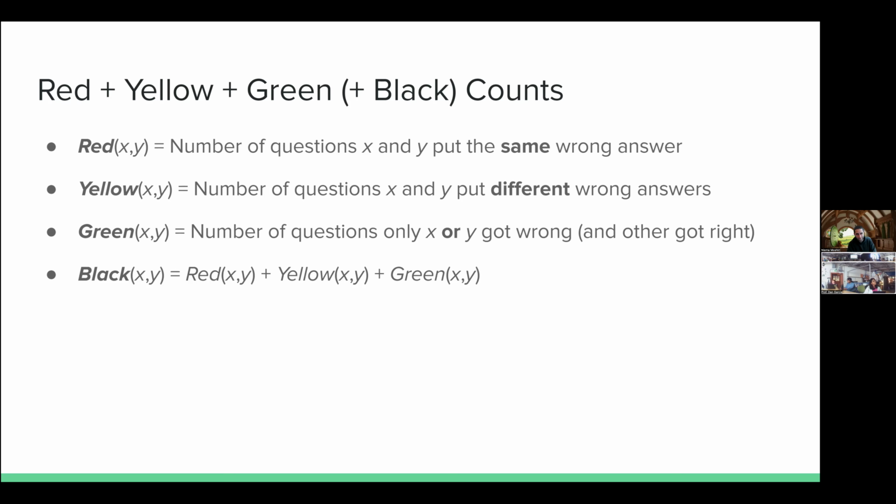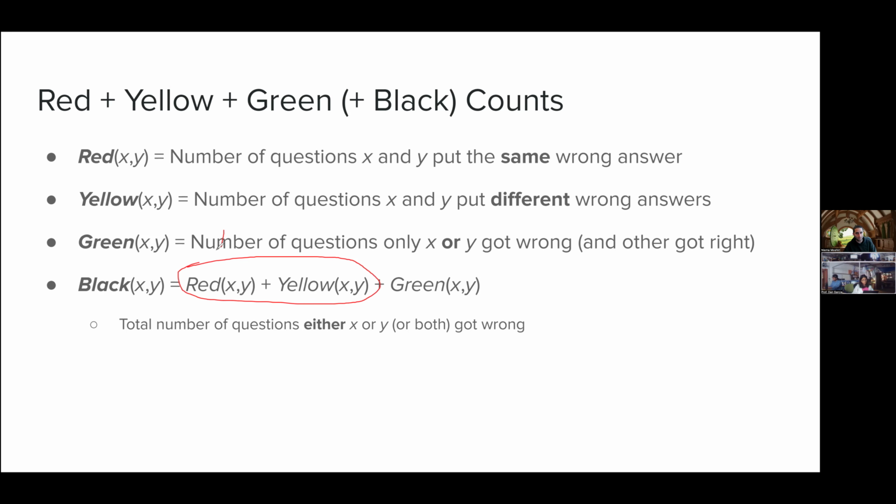And as a proxy, denote the black count as just the sum of these three values. In other words, the black count is the total number of questions that both students missed, either with the same wrong answer or with different wrong answers, or that only one of the two students missed. So it's the total number of questions that at least one of the two students, or both, missed.